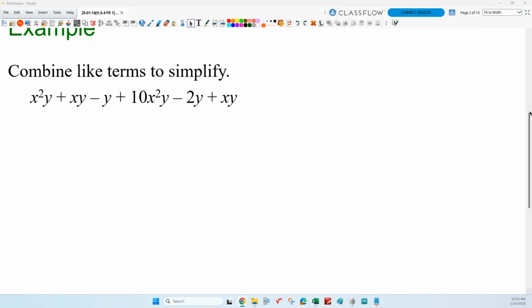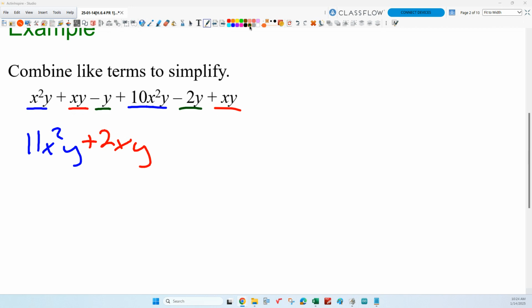So in this case, if we look for the x squared y, it looks like there's two x squared y. We just combine those. How many total would we have? 11. How many xy terms? And then how many y terms? There you go. Okay, give me thumbs. That all makes sense? No big deal.